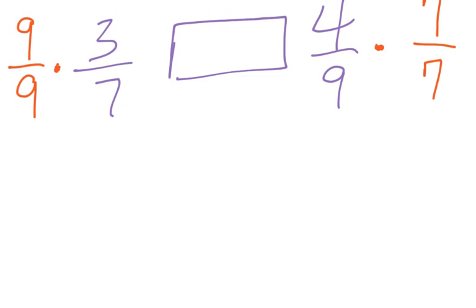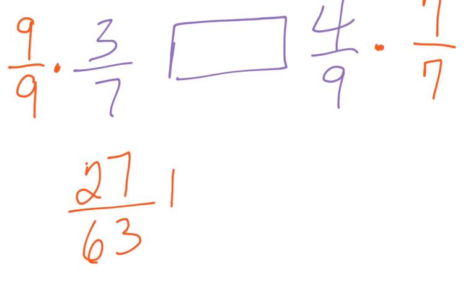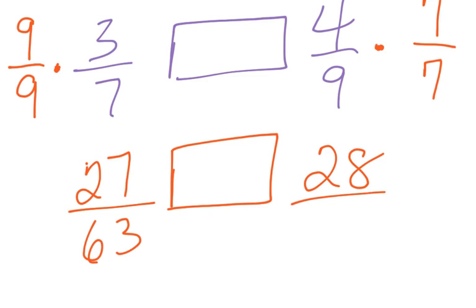Now, 3 times 9 is 27. 9 times 7 is 63. Remember, we're explaining why the big X works. And once you see this now, then you can probably start trying to jump to take that shortcut. Now, 4 times 7 is 28. 9 times 7 is 63.